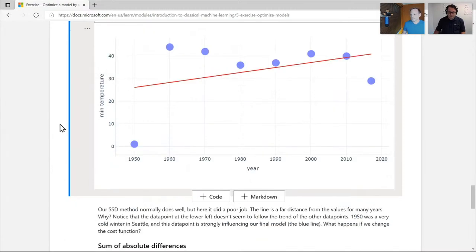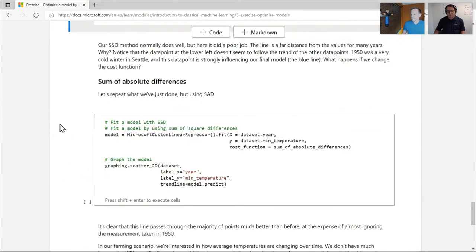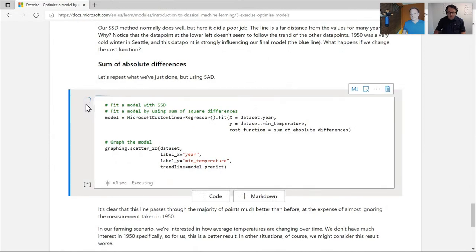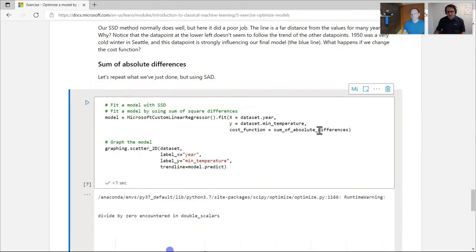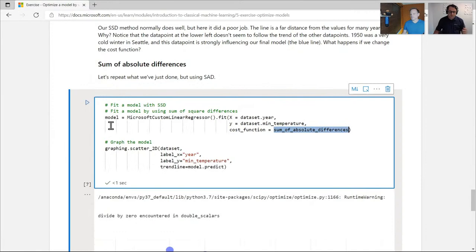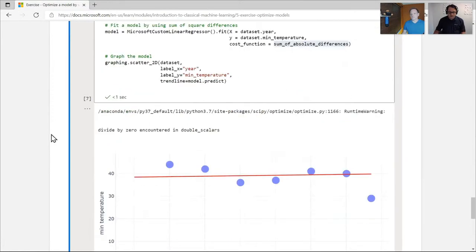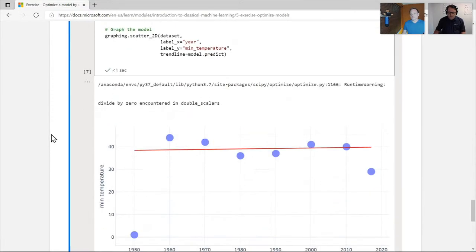All right, cool. So that's the sum of the squares. Let's have a look at the absolute differences now. We'll go ahead and run that. This is going to use the sum of absolute differences cost function, where the previous one was using the sum of squares. And this one looks a little bit more accurate. It's slightly going up, but that 1950 year isn't pulling the whole thing down to the extent it was before.